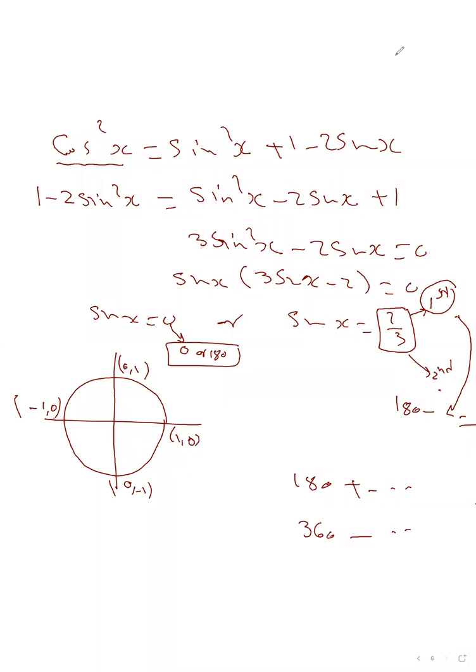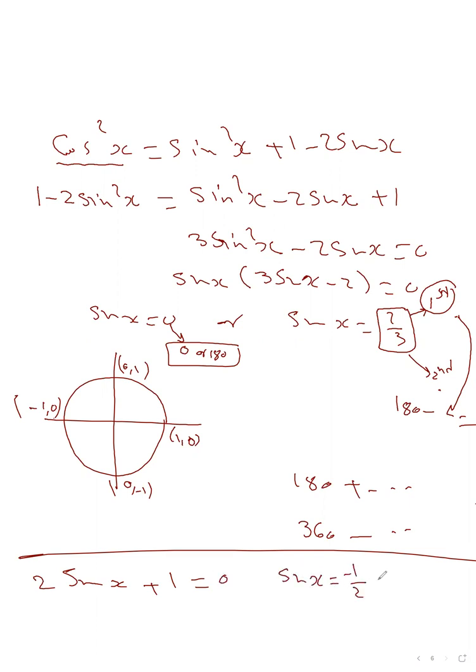I'll give you another one. If 2 sine x plus 1 equals 0, then sine x equals negative 1 over 2. This angle is in the third quadrant and in the fourth quadrant, because sine is positive in the first, if you remember the ASTC rule, all students take coffee or something like that. So sine x equals negative half.